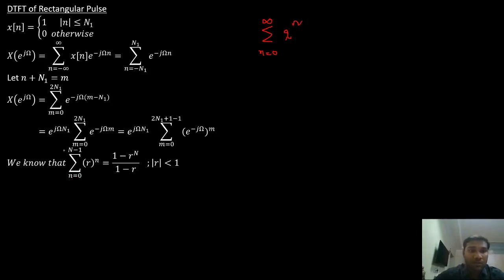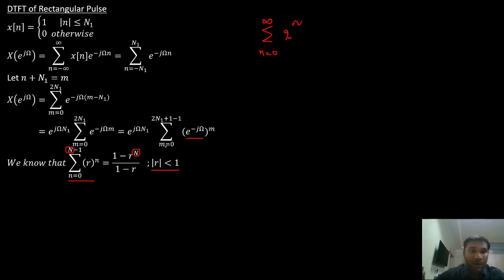Summation n equals 0 to capital N minus 1 of r power n. When your left hand side is like this, it is equivalent to 1 minus r power capital N, where N minus 1 is my upper limit, divided by 1 minus r, and this is the condition: mod r is less than 1. We know mod e power minus j omega is definitely less than 1, right?